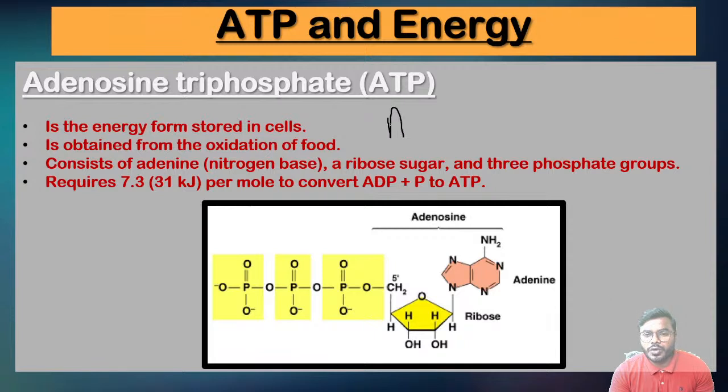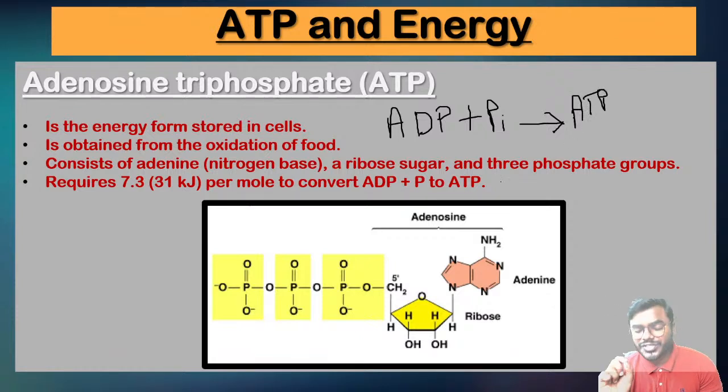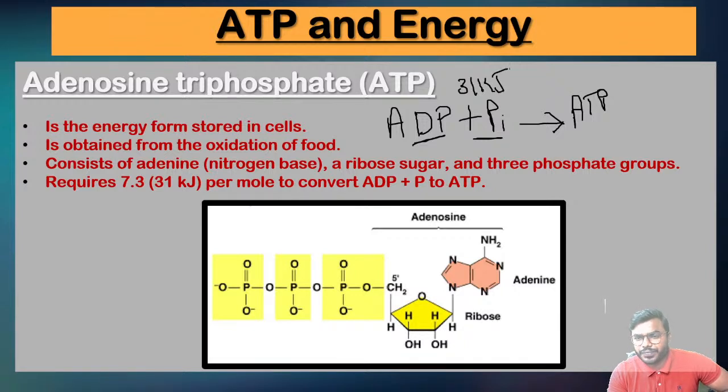How can I produce the ATP? When I want to form the ATP, I compulsorily have to join the ADP with Pi. Then only I can form the ATP. Now the question is very, very clear. Do you think I can join the ADP with Pi that easily, friends? No way. If I want to join, I require 31 kilojoules of energy.